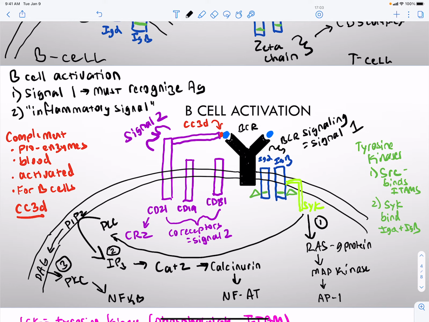And so now we have all of our 3 transcription factors. So we have our NF-kappa B, which came from diacylglycerol and protein kinase C. We have our NFAT, which came from inositol 3-phosphate through calcineurin. And we have our activator protein 1, which came from RAS and the MAP kinase pathway.